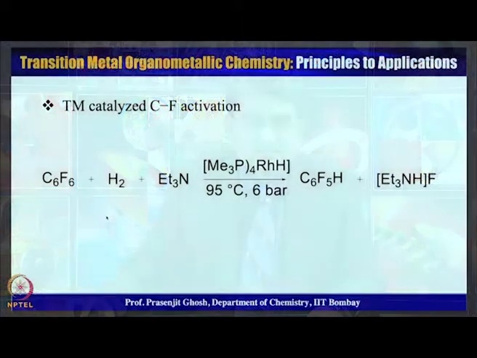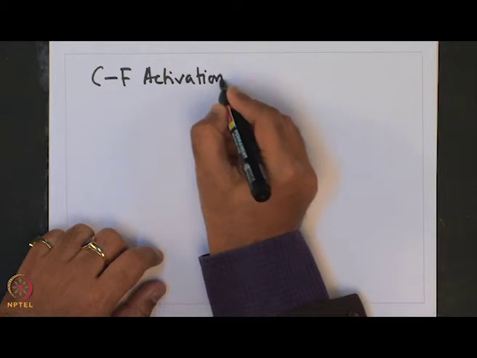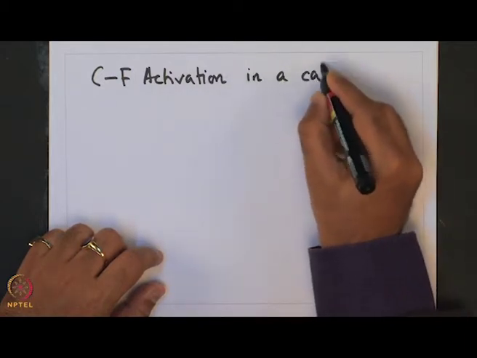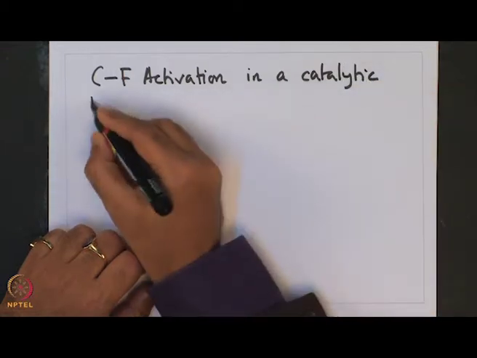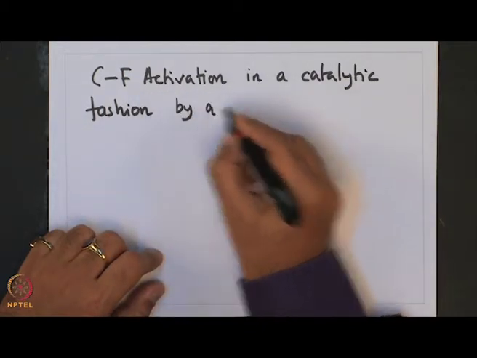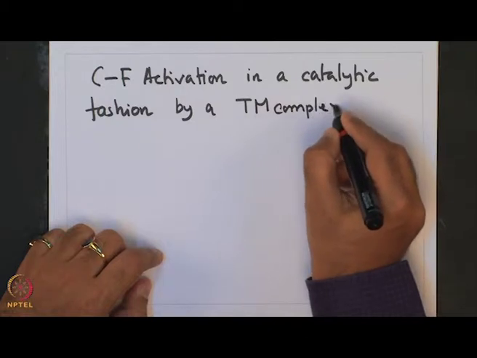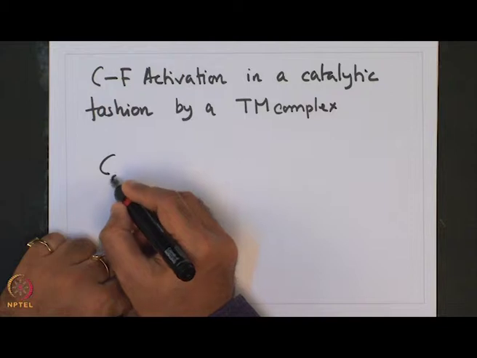In today's lecture, we are going to see this in more details about examples which achieve such CF activation in a very simplified manner. So, here is an example where the CF activation has been achieved in a catalytic fashion by a transition metal complex. This is illustrated in the examples shown over here.